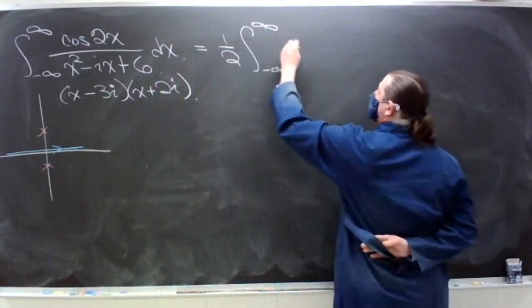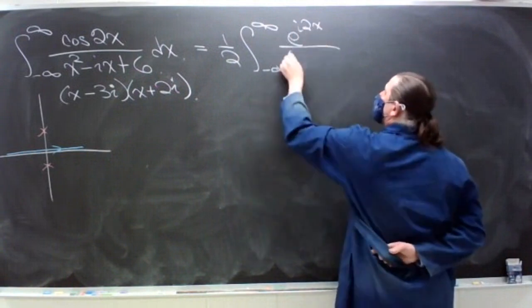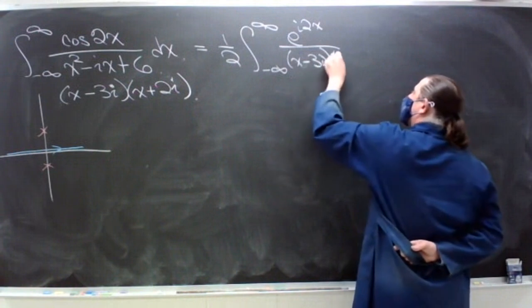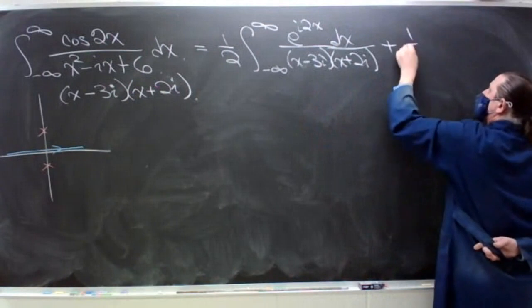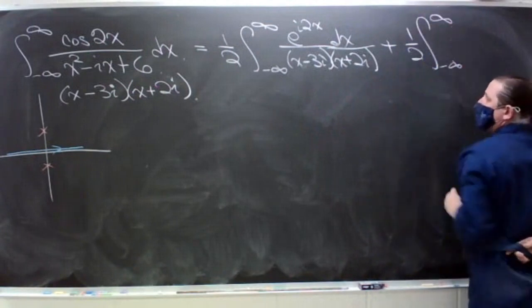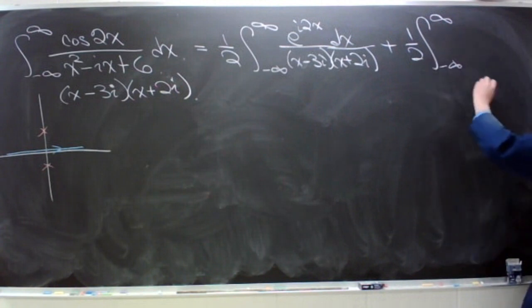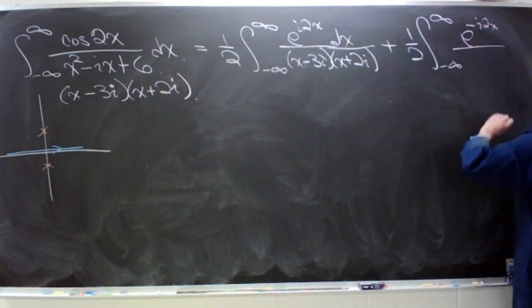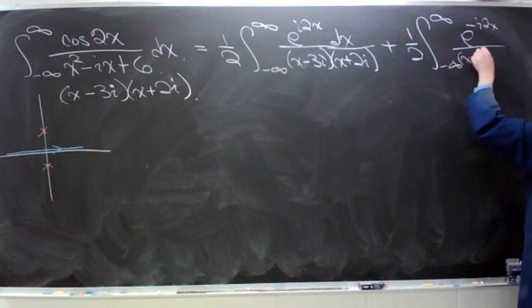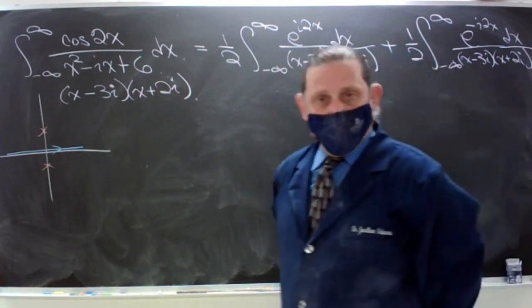1/2 integral from minus infinity to infinity of e to the i 2x dx divided by x minus 3i times x plus 2i, plus 1/2 integral of e to the minus i 2x over the same denominator, just like that. All right?